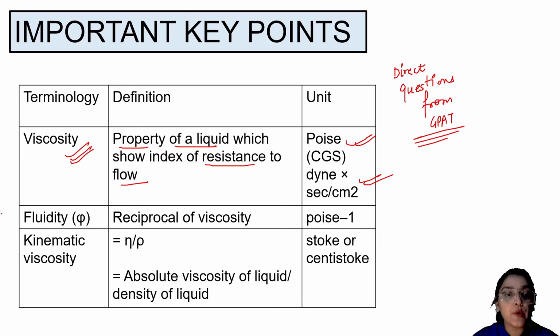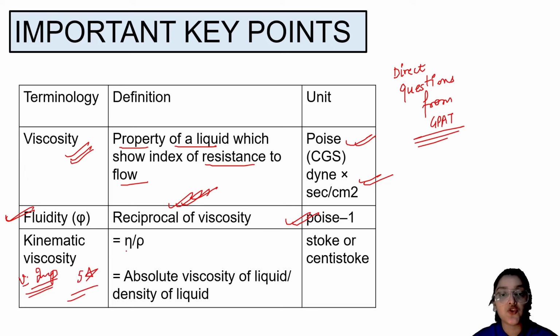Second is the fluidity, which is actually the reciprocal of the viscosity, and obviously if the unit of viscosity was poise, it is supposed to be poise inverse. Last and very important is the kinematic viscosity. Make it 5 star. It is nothing but the ratio of the absolute viscosity upon the density of liquid.